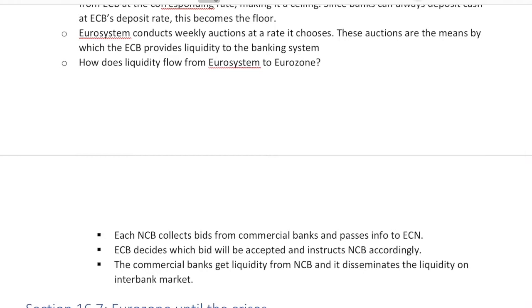So to give you an example, let's say it wants to provide money to the euro system, the European Central Bank. Well, each national central bank collects bids from commercial banks and passes the info to the European Central Bank. The European Central Bank, on the other hand, decides which bids it'll accept, and it instructs the national central banks accordingly. Finally, the commercial banks get liquidity from national central banks, and distribute this liquidity on the interbank market. So once again, this sounds a little bit too technical, so let's add in some nuance, right?